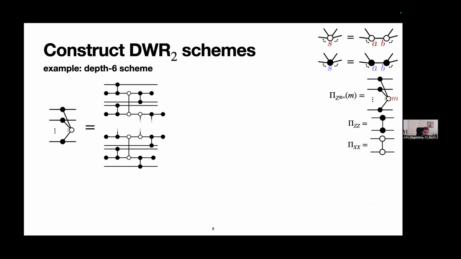Actually, we can do much better with a different way. Instead of using one auxiliary qubit per physical qubit, we can also use one auxiliary qubit per pair of physical qubits. So you see that every line of auxiliary qubits lies between two physical qubits, and at the beginning it interacts with one of the two, and then it interacts with the other one.